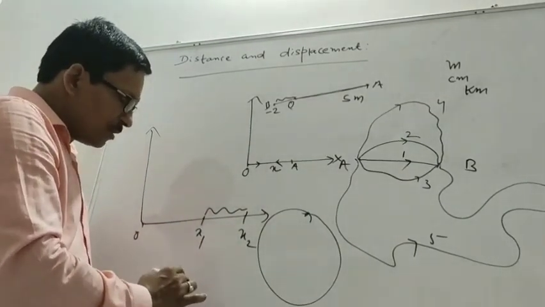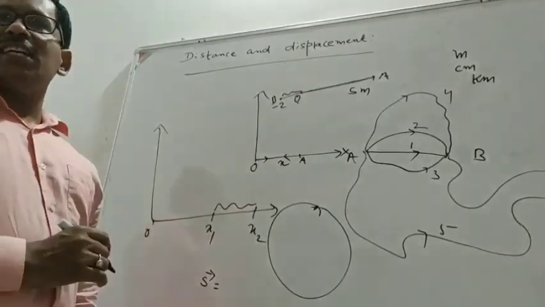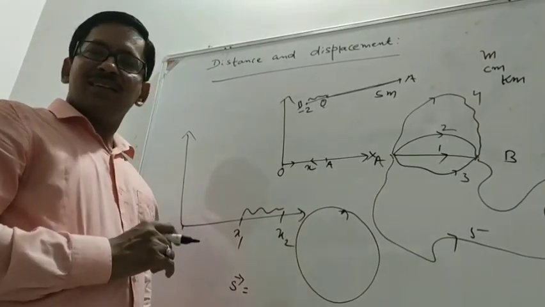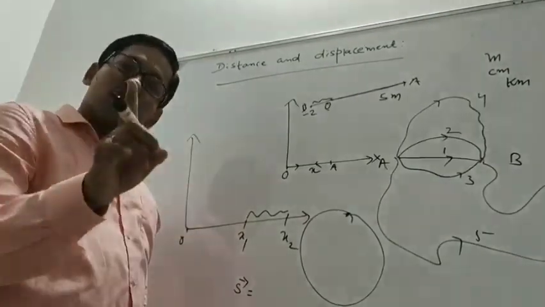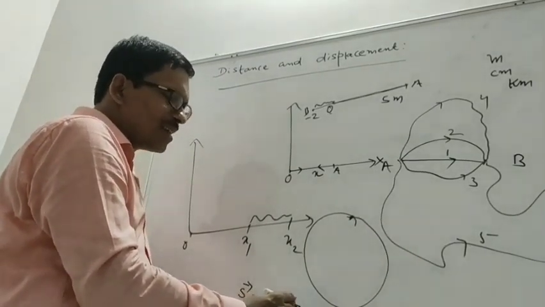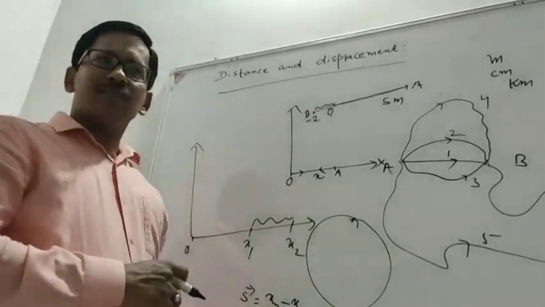So displacement, if I write S with an arrow mark, a vector quantity is written with an arrow head over it. Here the arrow head means it is a vector quantity. So S, in one dimension no need to give the arrow mark, S is equal to x2 minus x1.